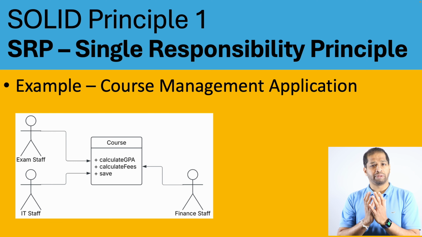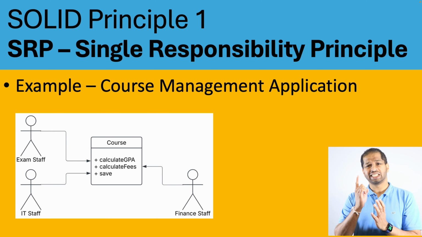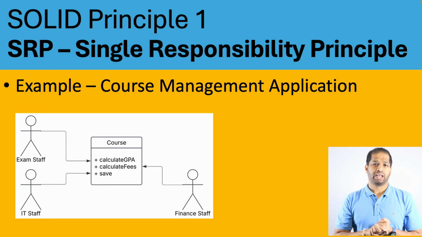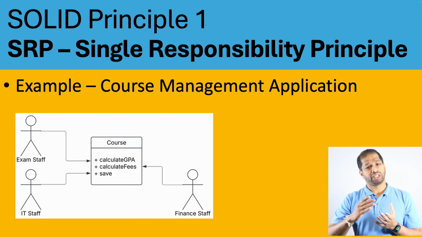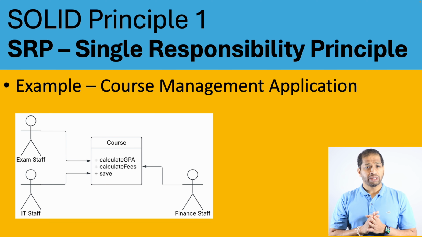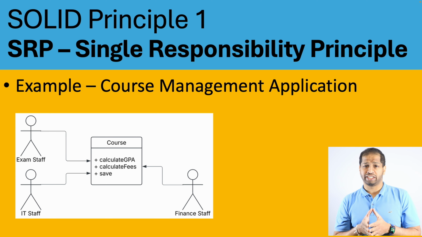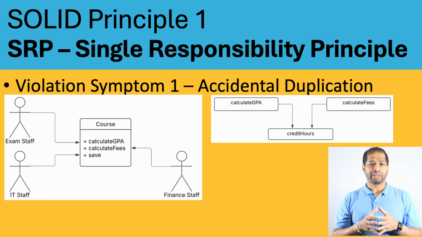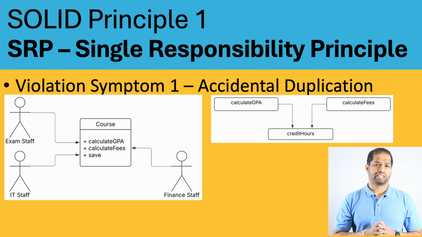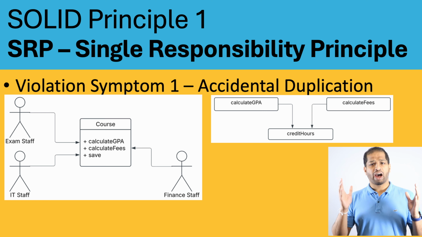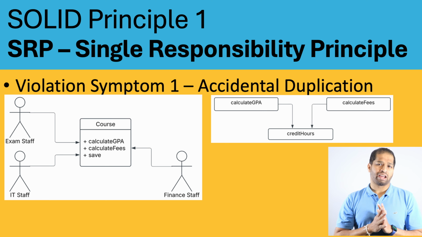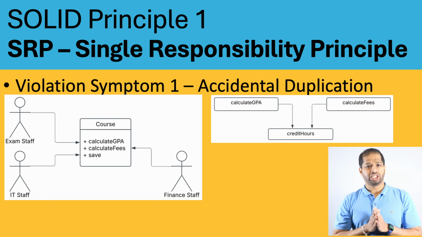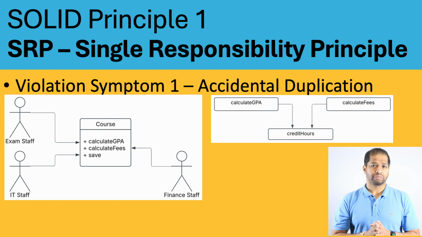By putting all of these methods in a single Course class, we have coupled the code that different actors depend on. This can lead to all sorts of problems down the line. The best way to understand the violations of the SRP is to consider symptoms. The first symptom is accidental duplication. For example, if the finance team needs to tweak the way credit hours are calculated, that change could inadvertently break grade reports generated by the exam staff.